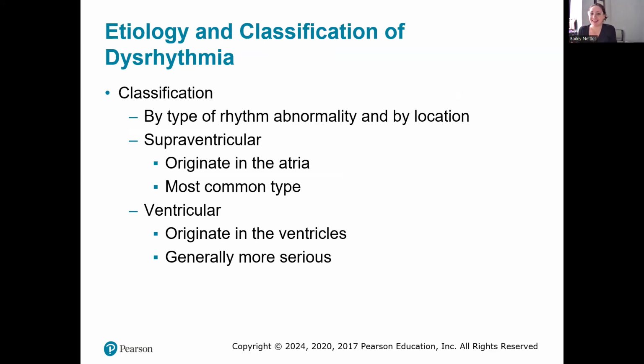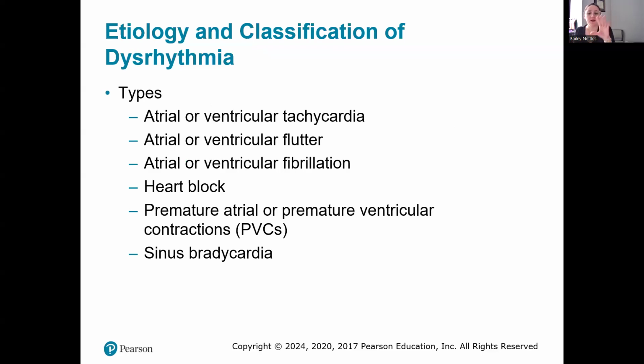Supraventricular is the atria. Supra means on top of. So on top of the ventricle is the atria. So these are atrial dysrhythmias. Ventricular dysrhythmias are ventricular dysrhythmias. They are more serious. Okay, the atrial rhythms are common, ventricular rhythms serious. Okay, these are the different types. There are more than this. Okay, this is just in case you see these are dysrhythmias.